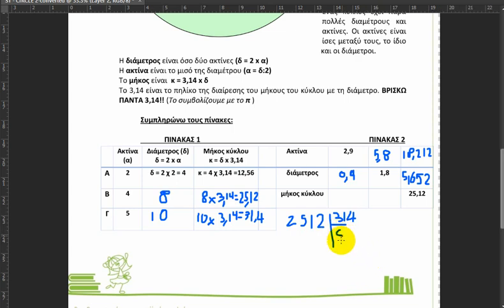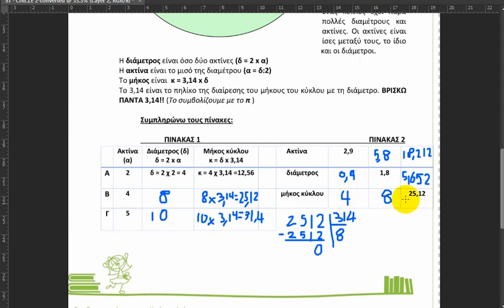And if we put an 8 here, 8 times 314 will give us exactly 2,512. And if we do the subtraction, we get 0. So the diameter is 8, meaning that the radius is 4. And there we go. That's the exercise for today.